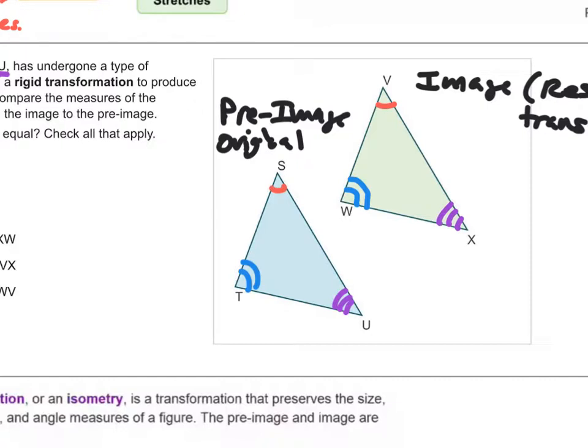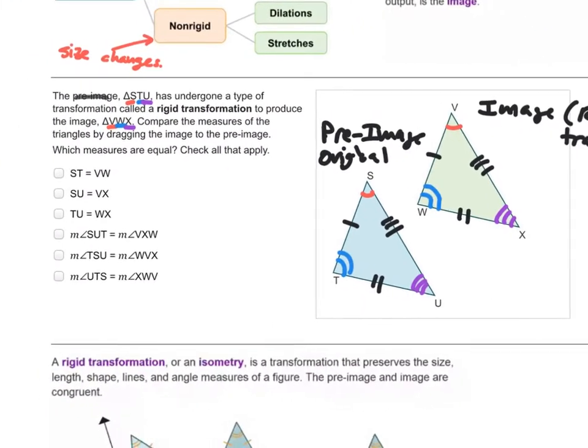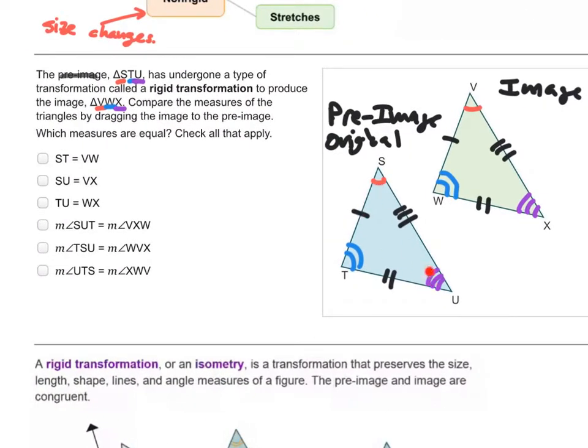Because it's a rigid transformation, that means the size doesn't change. So angle S is congruent to angle V, angle T is congruent to angle W, angle U is congruent to angle X. I can also say that segment ST is congruent to VW, TU is congruent to WX, and SU is congruent to VX. So what happens here is that if I take this triangle and move it across, the size is going to remain the same. It's not going to get any different.